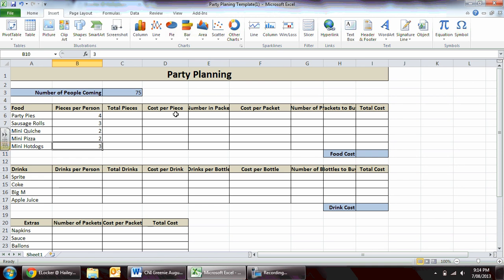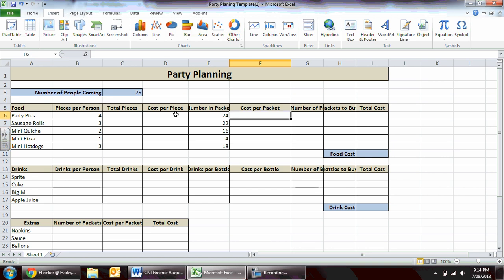All right, now we're going to go over here and say, how many in a packet? Well, there's 24 in a packet of patty pies, 22 sausage rolls, there's only 16 quiches, 4 mini pizzas. So we'll make it 1 mini pizza per person, I think. And the mini hot dogs, there's 18.